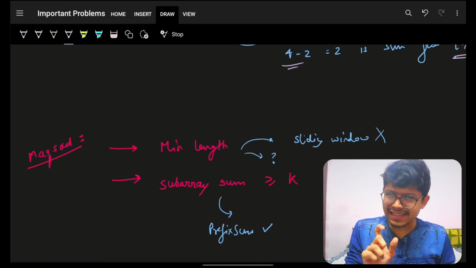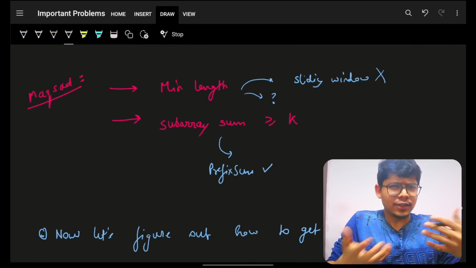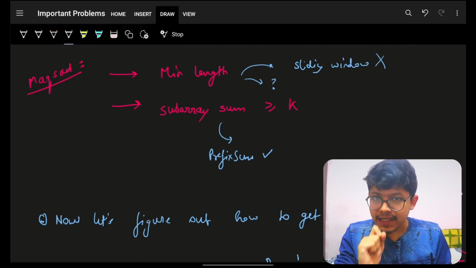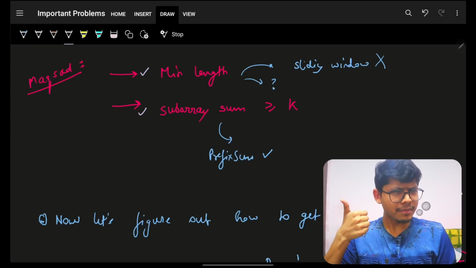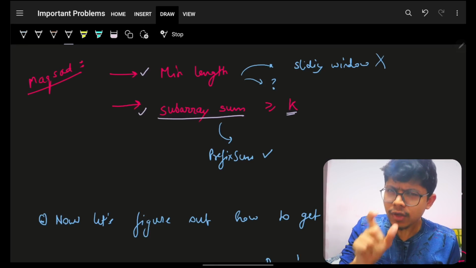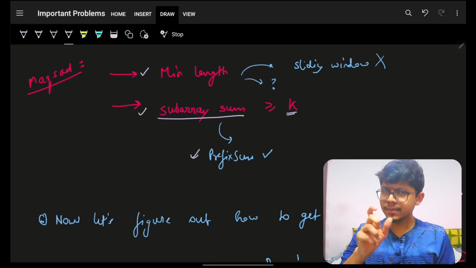But still, it doesn't let you get to an answer better than O(n^2). How will you do that? See, the aim was getting the minimum length, and how? The subarray sum should be more than or equal to k. To compute the subarray sum, we realized we have a trick of doing a pre-computation by using prefix sums.